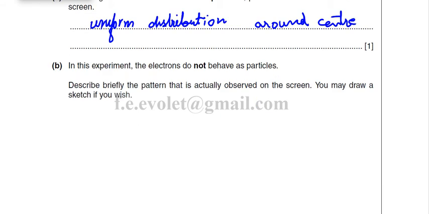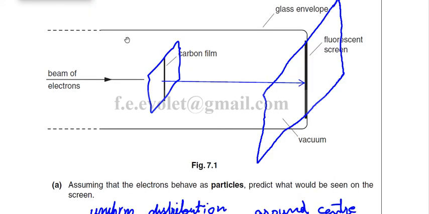Part B says, in this experiment the electrons do not behave as particles. If they do not behave as particles, they are going to behave like waves. Describe briefly the pattern that is actually observed on the screen. You may draw a sketch if you wish. We have already mentioned that the carbon film and the fluorescent screen are two-dimensional structures, but first consider a simple straight line of carbon atoms, which will behave like a double slit or multi-slit experiment.